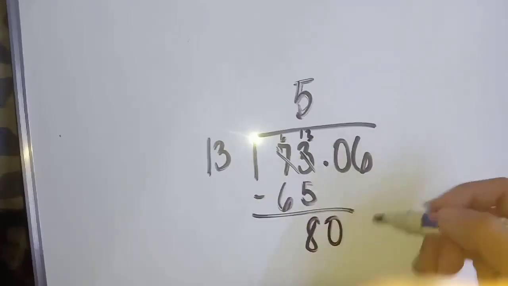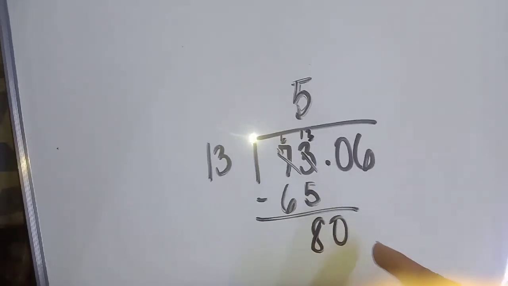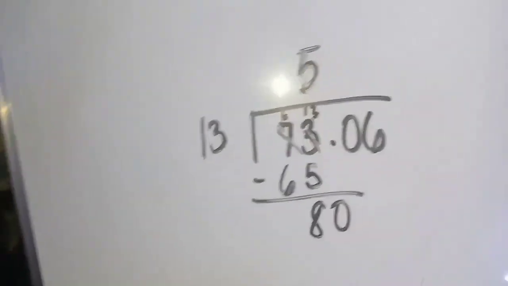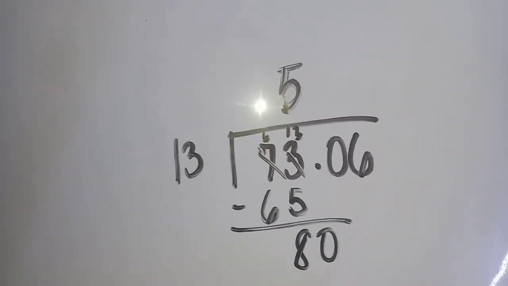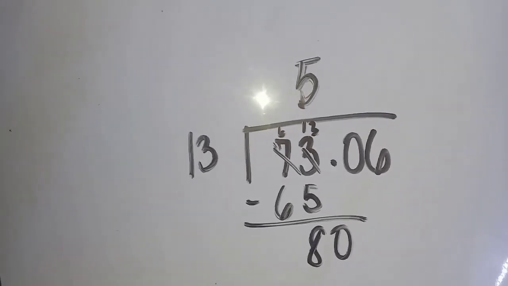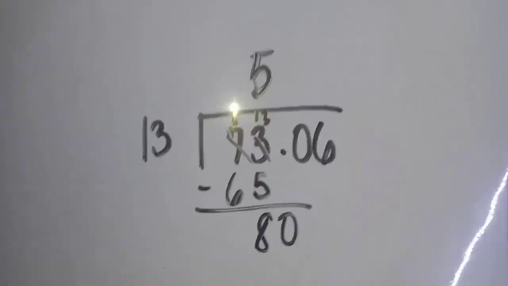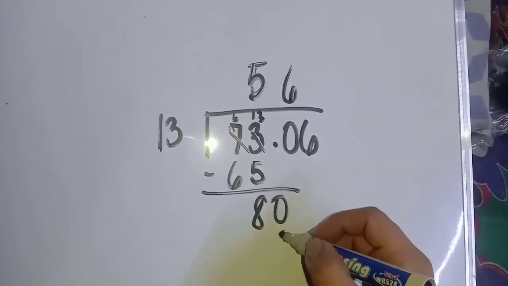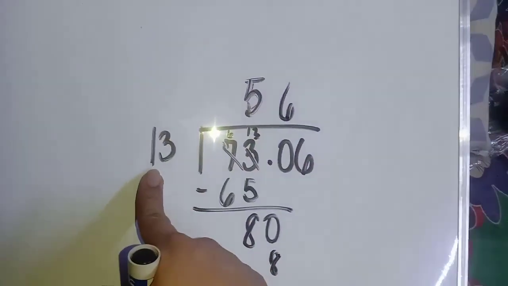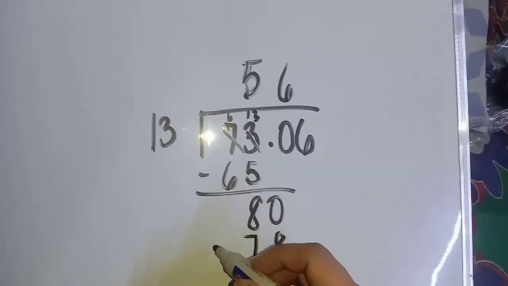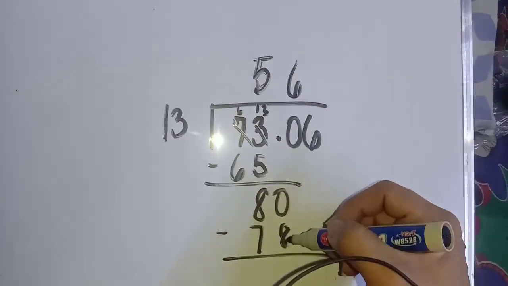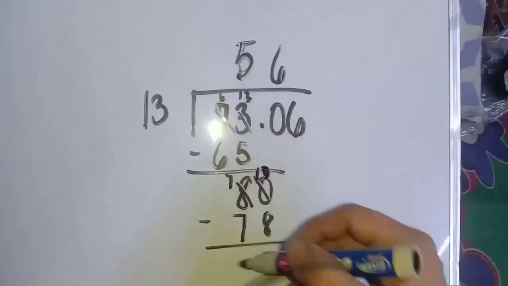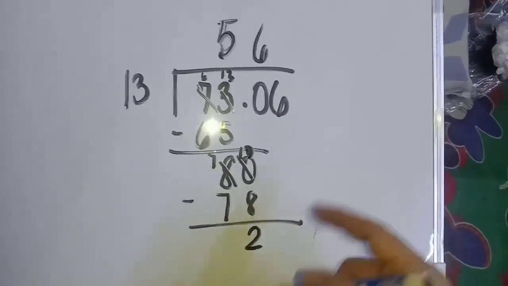Okay, so bring down 0. Next, how many 13s are there in 80? Okay, again, how many 13s are there in 80? The answer is, okay, there are 6. So 6 times 3 is 18. Carry 1. 6 times 1, 6. Plus 1, 7. Okay, then we will subtract. 0 minus 8 cannot be done. So we will borrow from 8. Magiging 7 to. Magiging 10 naman yung 0. So 10 minus 8 is 2. And 7 minus 7 is 0.